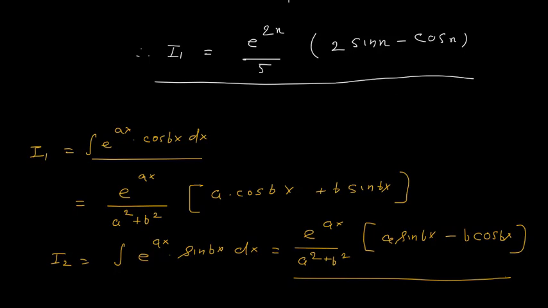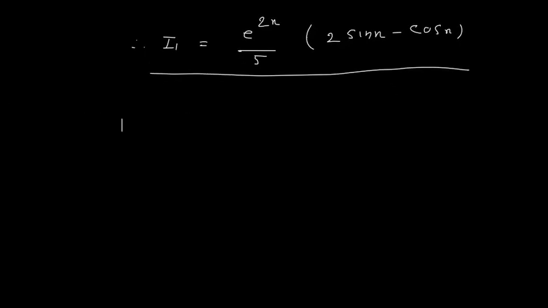So when sin is there, the sin term will come first. When cos is there, the cos term will come first. So you can learn this formula so that when you are solving the problem, if there is any mistake, you can identify it. Okay. So I have got the value of I1.